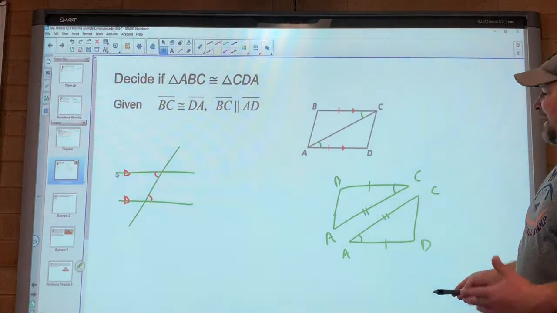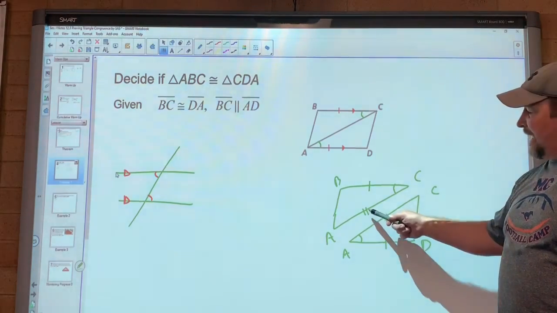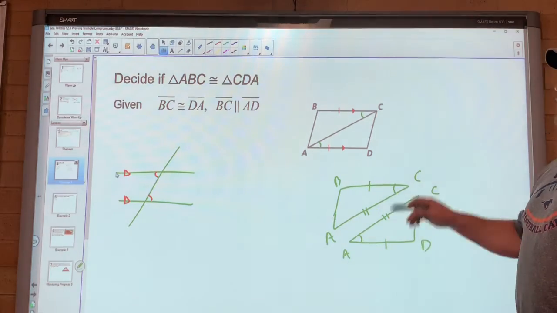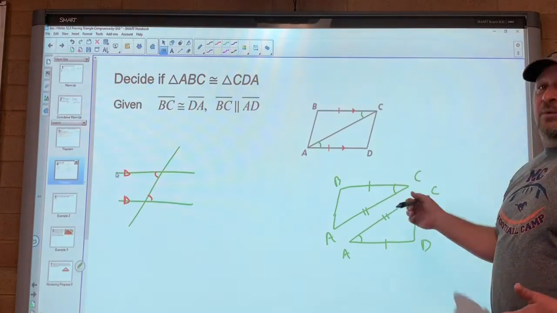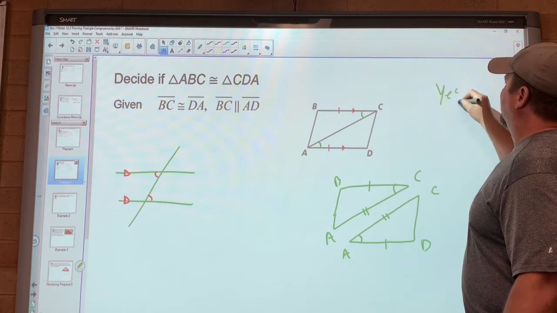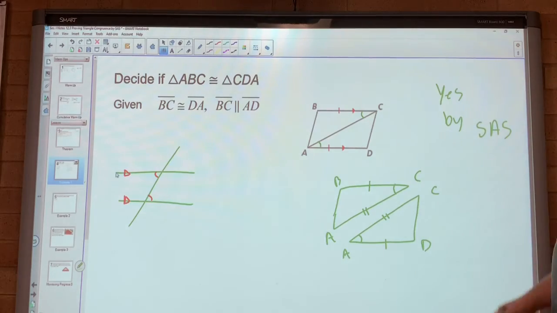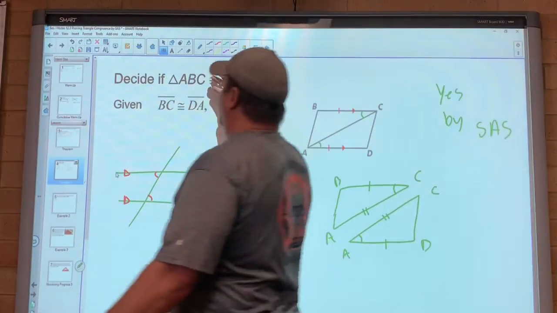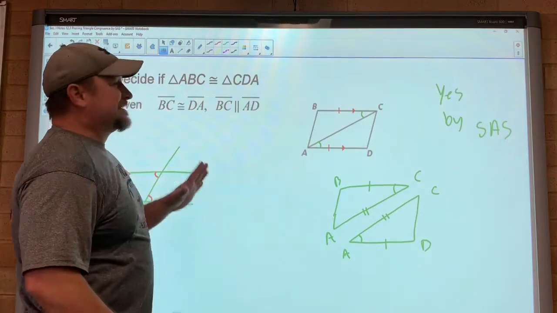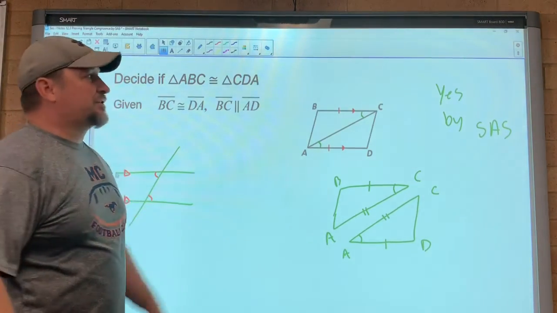And because of that now, we have side, angle, side, and we have side, angle, side. So we've proved that it works by side, angle, side. So it's yes, by side, angle, side, and then obviously the statement is still good. But I wanted to show you that it doesn't matter how you give your first three letters, it only matters how you give your next three letters.